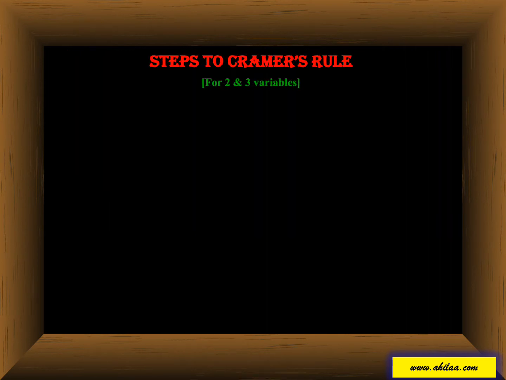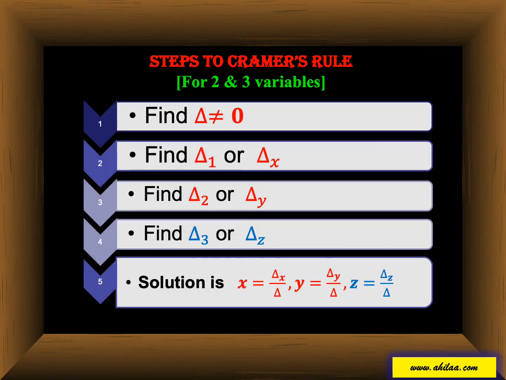Steps to Cramer's rule for 2 and 3 variables. Step 1, find delta, it should not be equal to 0. Then proceed. Step 2, find delta 1 or delta x, whatever the variable given. Similarly, find delta 2 or delta y. As per the variable given, you have to mention in that form. Otherwise, simply give it as delta 1, delta 2, delta 3 like that.